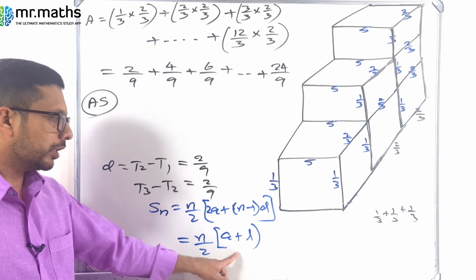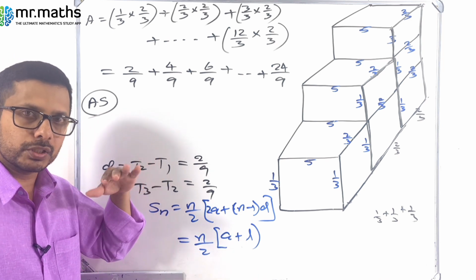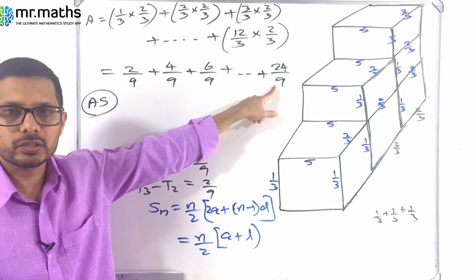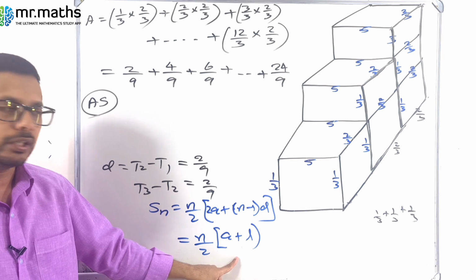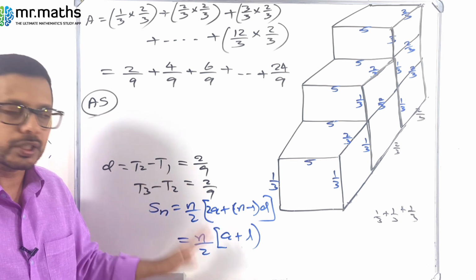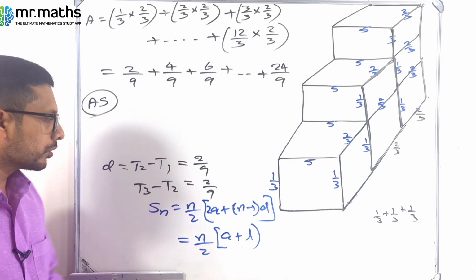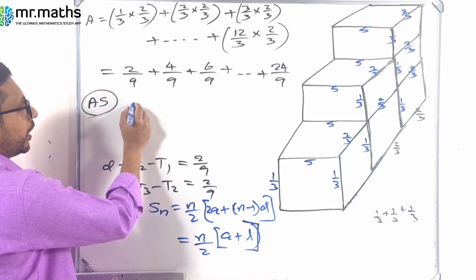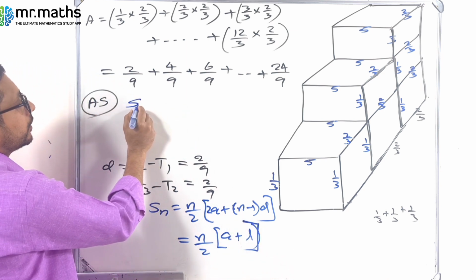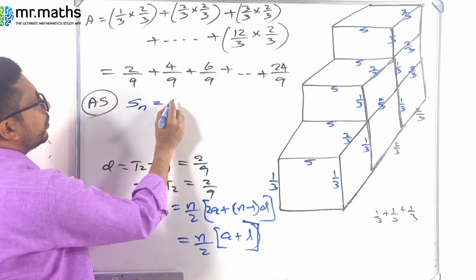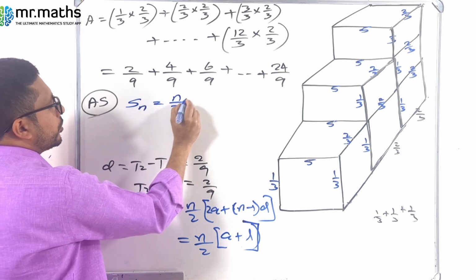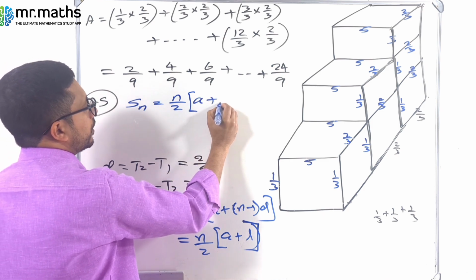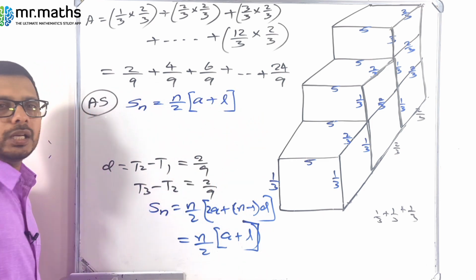Those who don't know these formulas, you have to watch the first lesson videos. So here we know the first term and the last term, so it's better to use this formula. If you use the other formula you will also get the answer, but it is easier to use this one. So I'm going to apply that formula. Sn is equal to n over 2 into a plus l, first term plus last term.